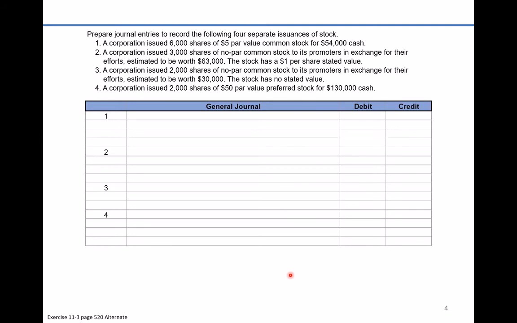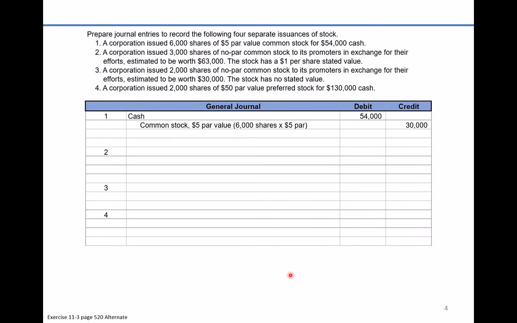First, a corporation issues 6,000 shares of its $5 par value common stock for $54,000. In this transaction, the company is receiving cash. Well, how much cash are they receiving? Well, that's just $54,000 in cash. So cash gets debited for $54,000. The common stock account will get credited at the number of shares being issued at the par value per share. So common stock gets credited for $30,000, which is 6,000 shares times $5 per share.